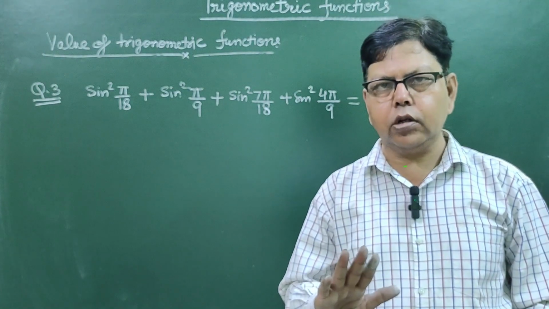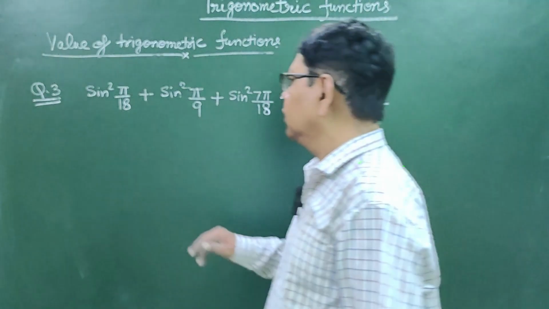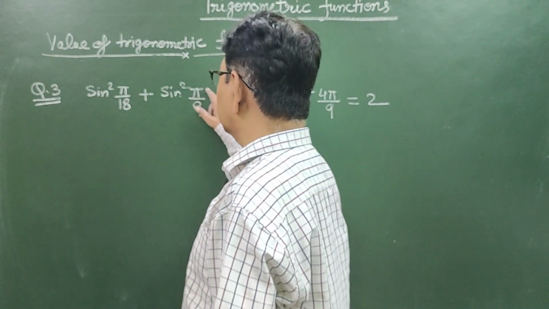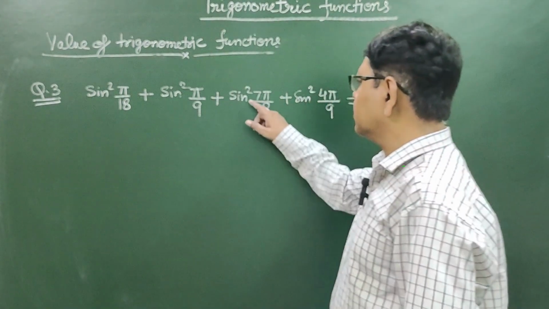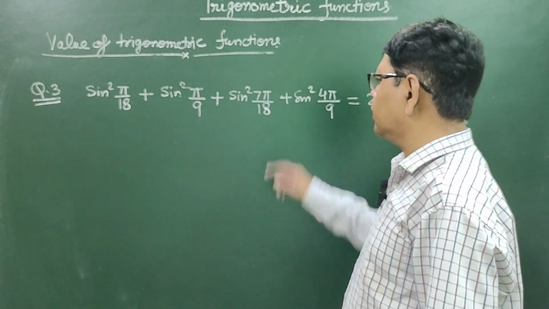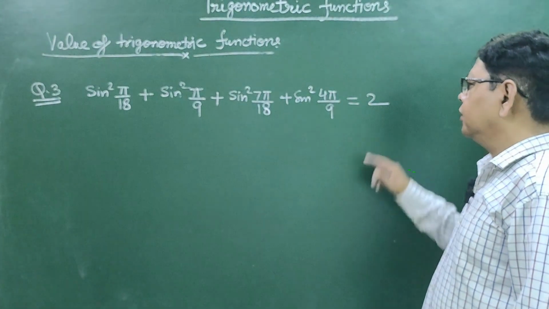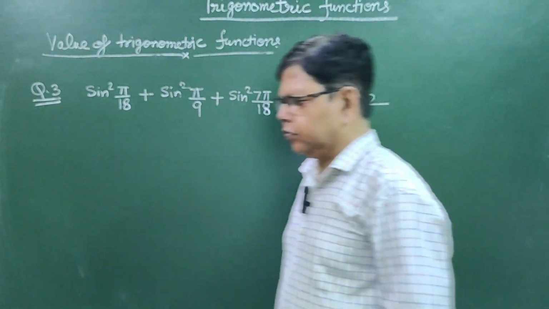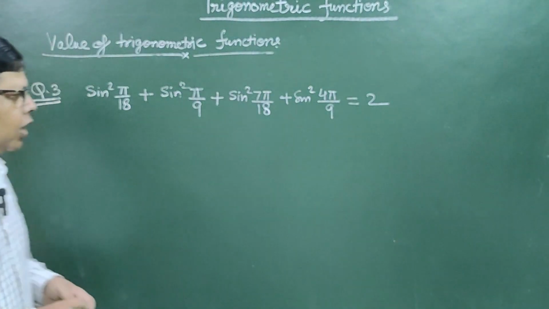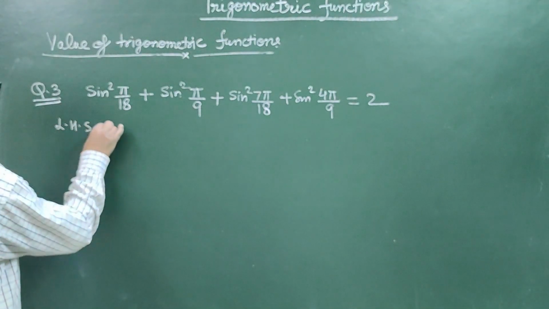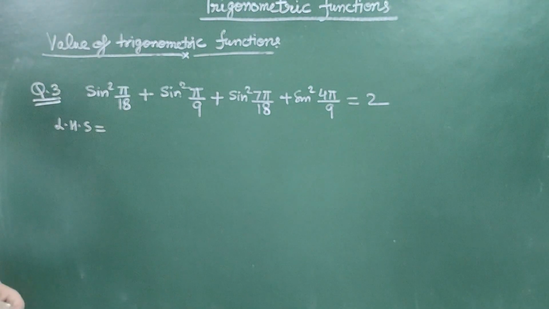Next question, question number 3. Prove that sin square pi upon 18 plus sin square pi upon 9 plus sin square 7 pi upon 18 plus sin square 4 pi upon 9 is equal to 2. Now let us consider the left hand side and convert this radian into degree.